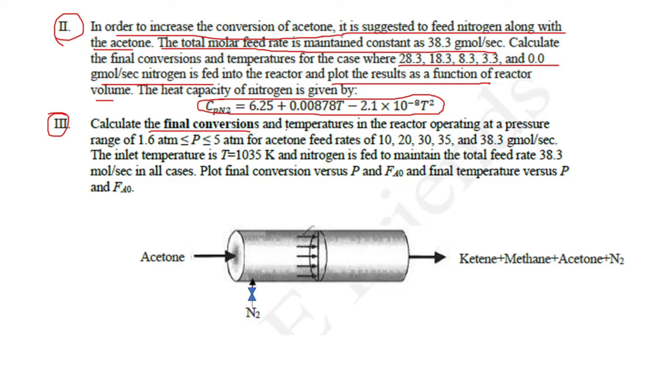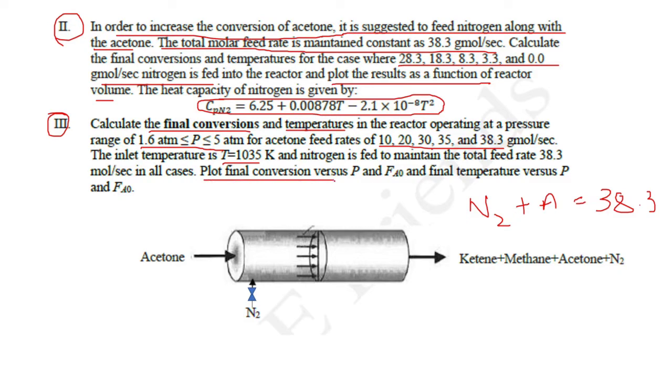And in the third part, we have to calculate the final conversion and temperatures in the reactor operating at a pressure range between 1.6 atmosphere and 5 atmosphere, and different feed rates of acetone have been given. The total N2 plus acetone should be equal to 38.3, so that's one thing we need to keep in mind. And the inlet temperature has also been changed in this case. As we can see, it's 1035, whereas in the previous cases it was 1150.